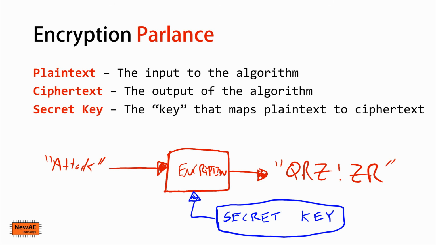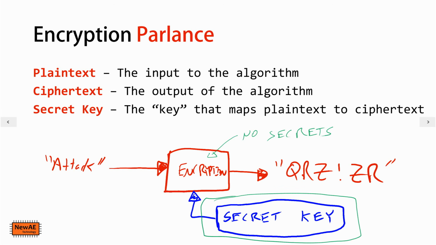One really important thing here is that we don't want to have secrets inside the design of the algorithm, so we have no secrets here. And that's to say that if someone knows what algorithm I'm using and how it works, it shouldn't help them in any way decrypt my message. Everything should be related to that secret key, should have 100% of the secrets in it.